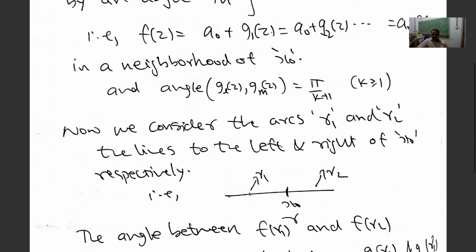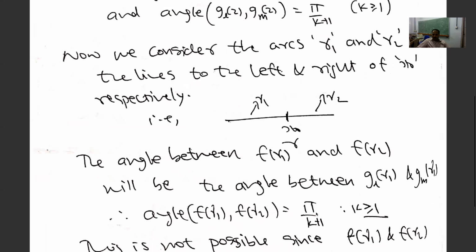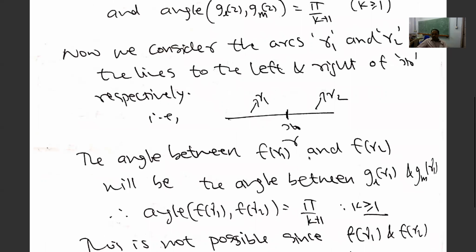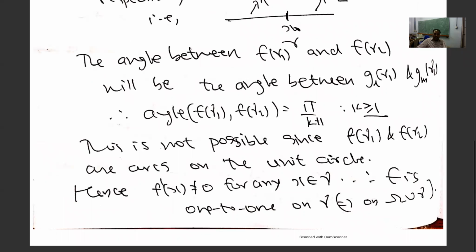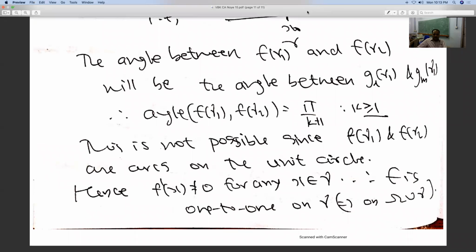So you consider the line where gamma 1 and gamma 2 meet at x0. So they are having an angle pi here. So its image will have angle pi by k plus 1 with k greater than or equal to 1. But remember that these images are subarcs of the unit circle. So this cannot happen. They cannot have angle pi by k plus 1 with k greater than or equal to 1. So this contradiction leads to the fact that f dash x0 is not equal to 0.